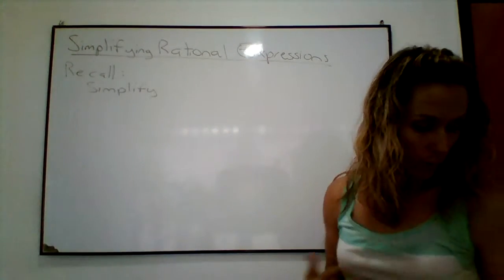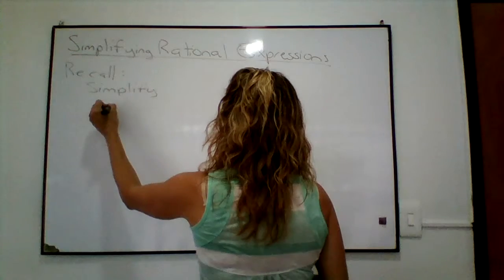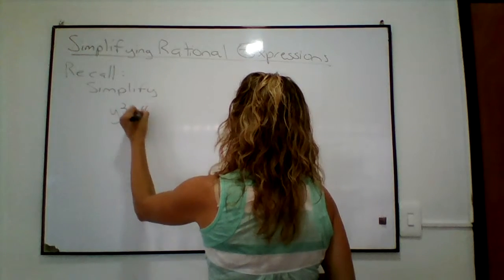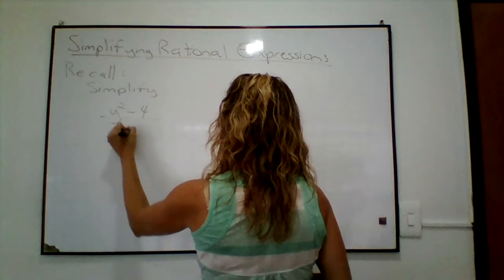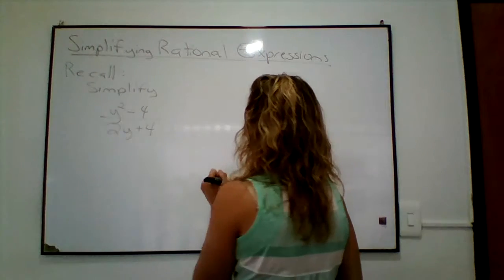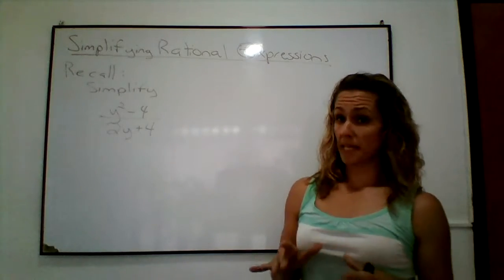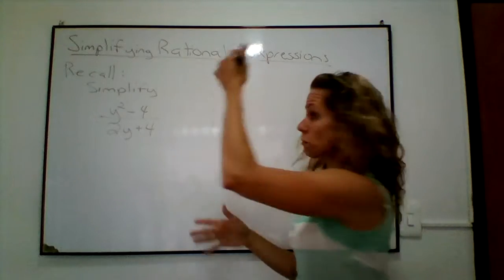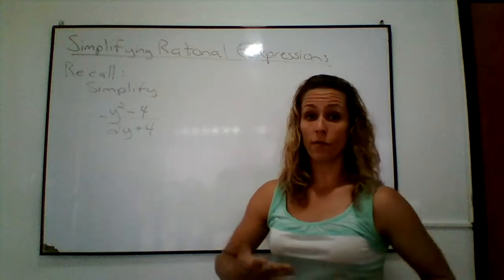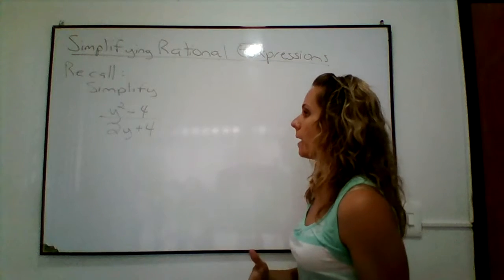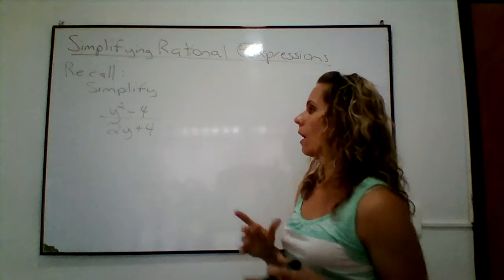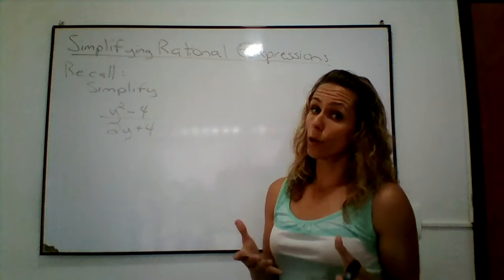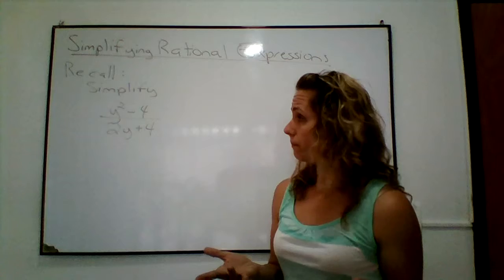As an example of a rational expression, we will do y squared minus 4 over 2y plus 4. Now, a lot of students have a tendency to just start crossing things out that they see that are the same. Very, very common. But understand that until you know what the factors of the rational expression are, there is no way that you can actually simplify them.